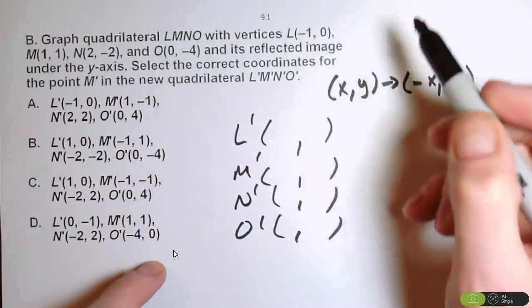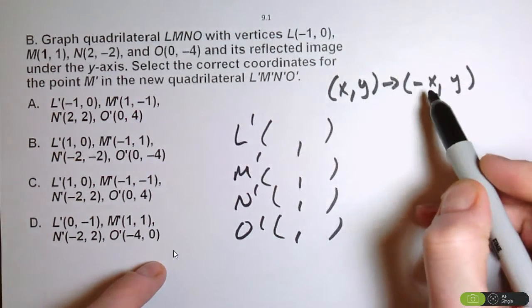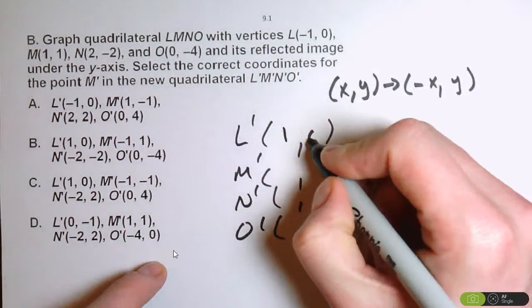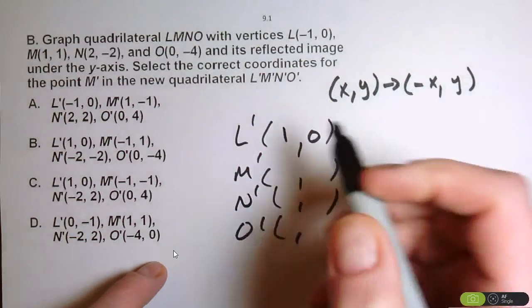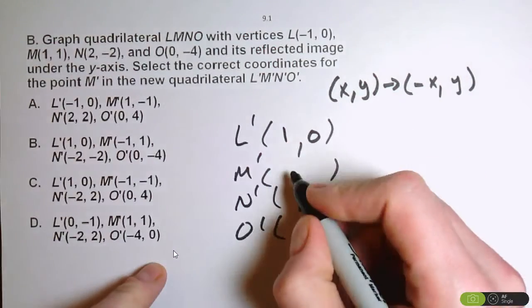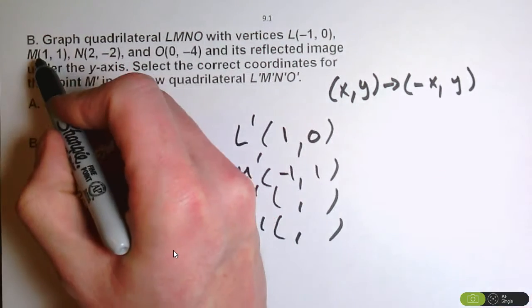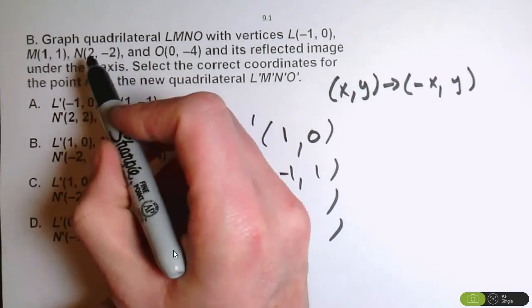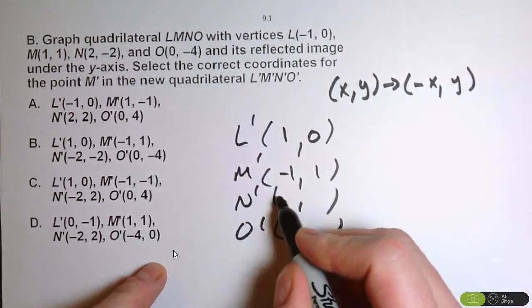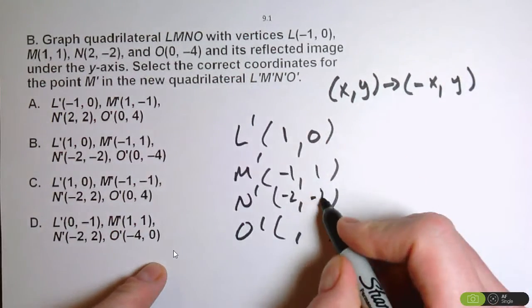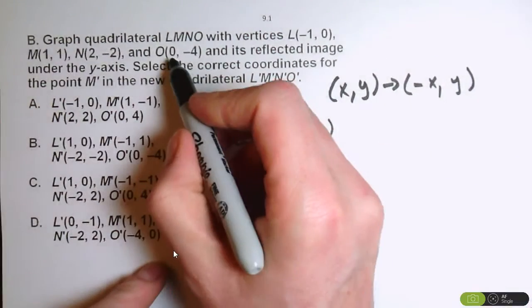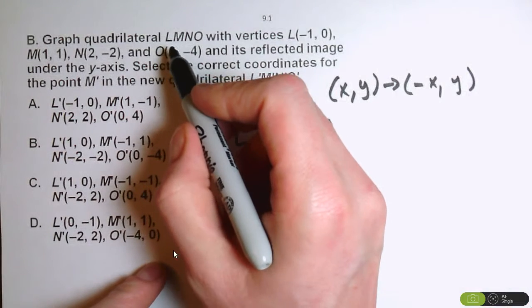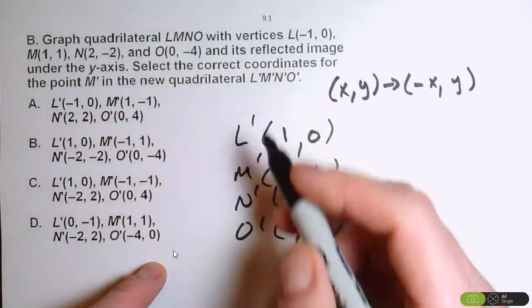Okay, so L, well, it's got a negative 1 to begin with. I want the opposite of that, so it's going to be positive 1. We leave y alone. M has a positive 1 for x, so I want the opposite of that. So we change that, leave the y alone. N, I have a positive 2. I want to switch the sign of that, so change it to negative 2, leave the y alone. And then here's O. It's weird. I should switch the sign of O and make it negative 0, but 0 is 0, so it stays the same.